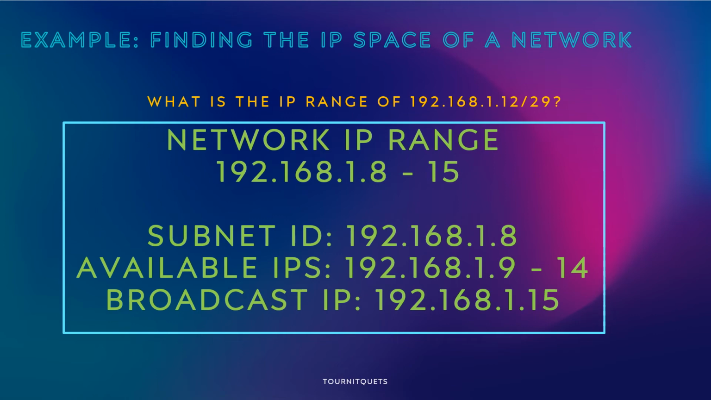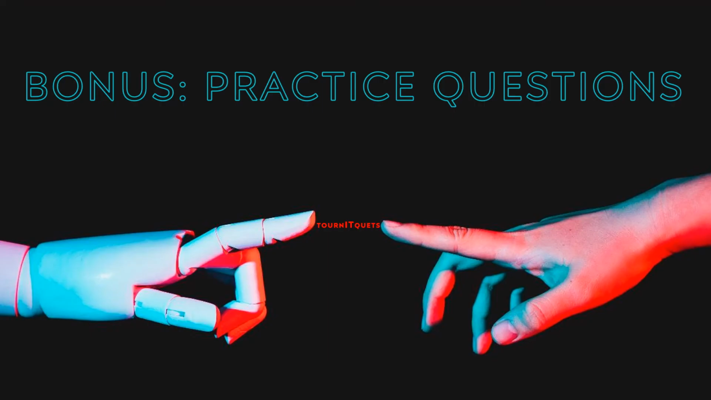Now that you have found your network range of 192.168.1.8 through 15, you can also find the following information. Your subnet ID address is 192.168.1.8, while 192.168.1.15 is your broadcast address. All of the IPs in between are your available IPs. That was easy, right? Well, let's try a few practice questions to make sure we got the process down.